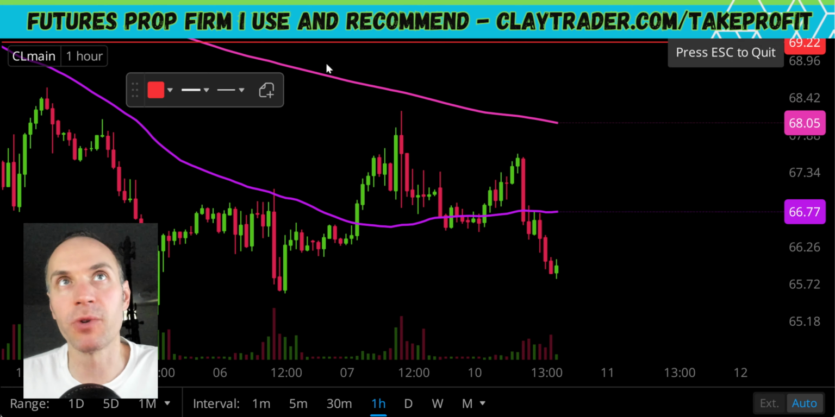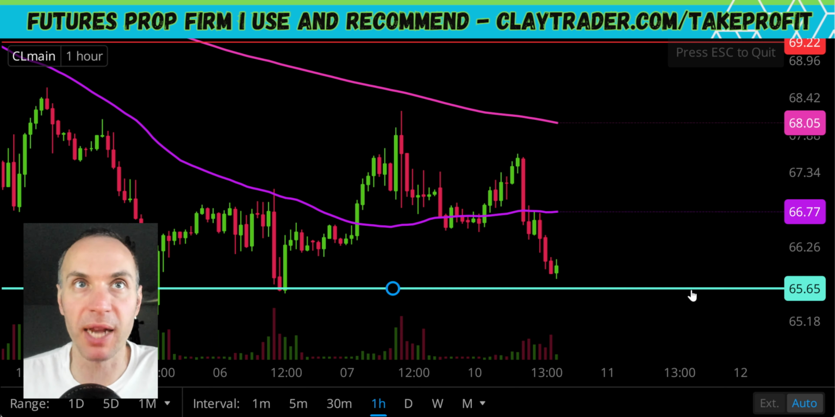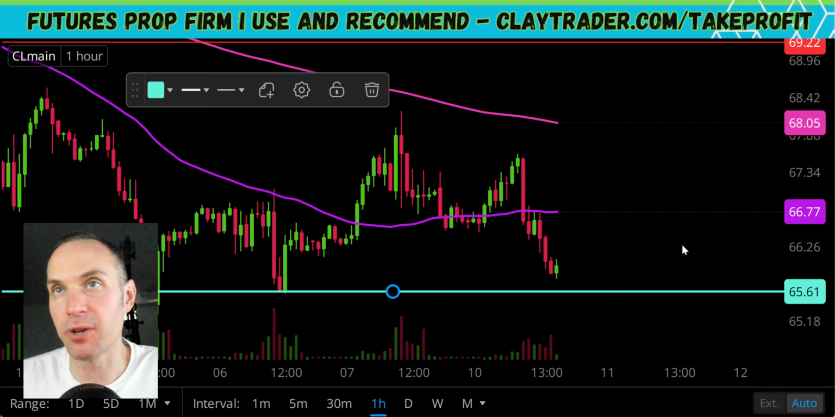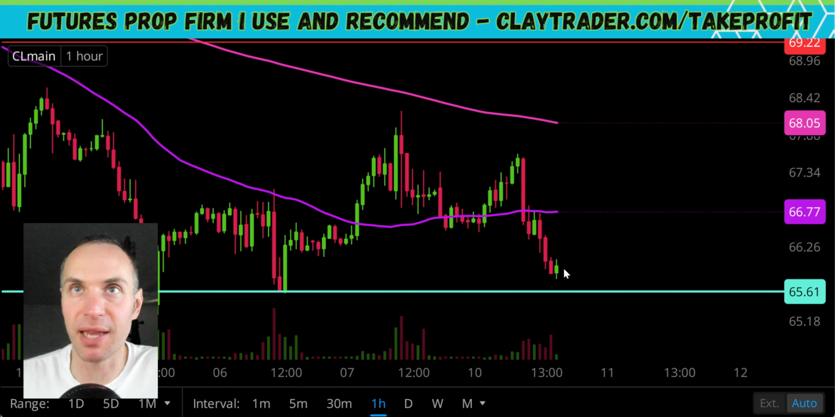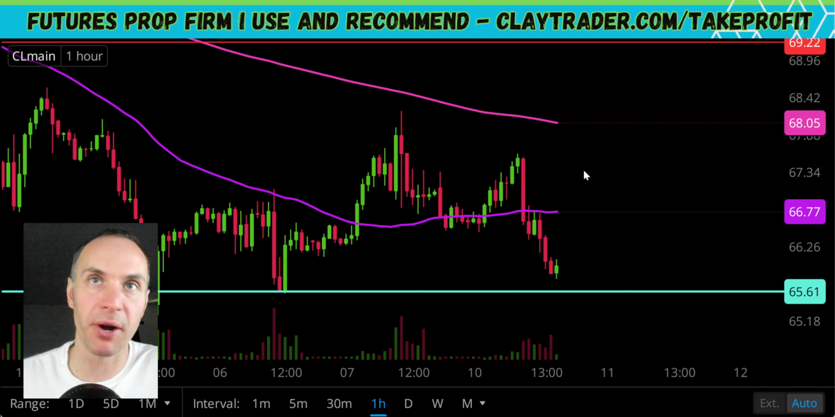What would be the level that you would say, okay, the bears are officially back in control? In my opinion, if the price can push down to $65.60 and then push down through there, in my opinion, this is the full-blown reversal and the bears are back in control.